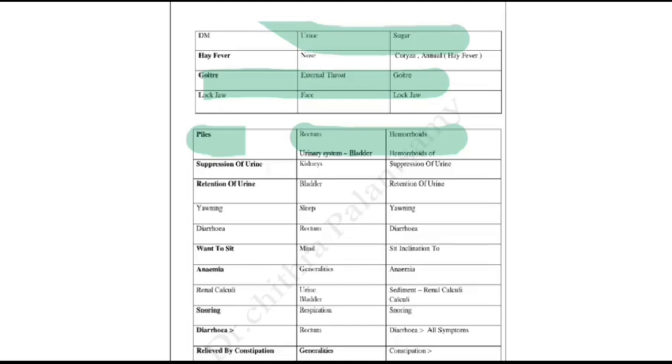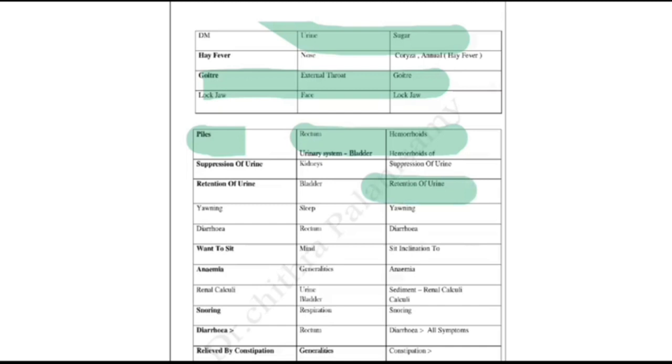Okay, then retention of urine. Here there is no problem in secretion and filtration. So where urine stores in the bladder, there is a problem in the bladder. So we have to go for the bladder chapter. You can see retention of urine. Okay, yawning is also a very important one. In the sleep chapter we can find the yawning rubric.